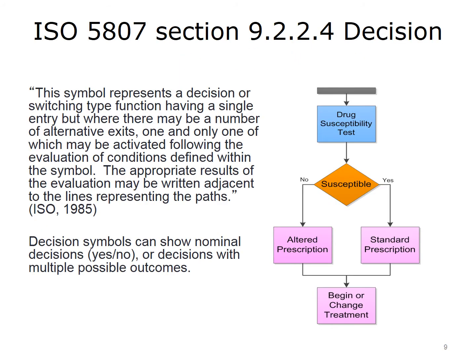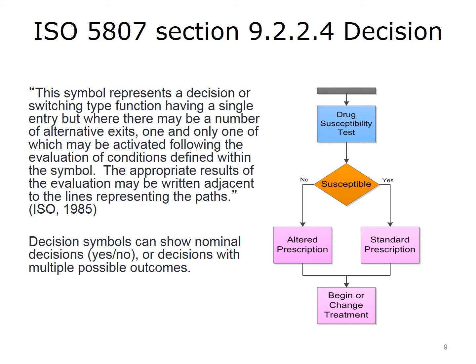The decision or diamond symbol represents a decision or switching type function having a single entry but where there may be a number of alternative exits, one and only one of which may be activated following the evaluation of conditions defined within the symbol. The appropriate results of the evaluation may be written adjacent to the lines representing the paths.